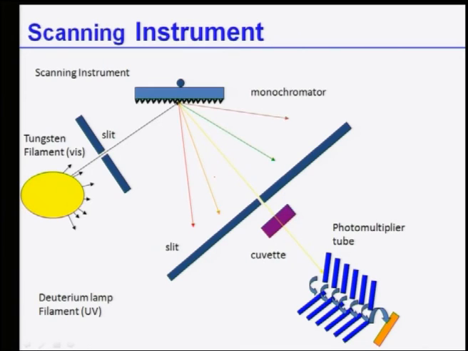Now in a scanning instrument we do not do that. What we do is that your tungsten filaments are for visible, and you have a D2 lamp, that is deuterium lamp, for UV. So both of them come and pass through the slit, and then you have a monochromator here.